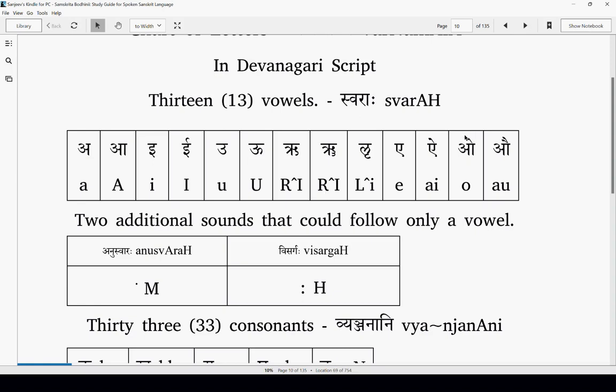What is the O? O is a combination of A and O. So Kantha, Oshtha. A is similarly a combination of A and E. So it is Kantha, Talu.